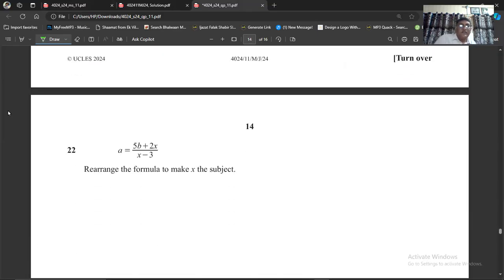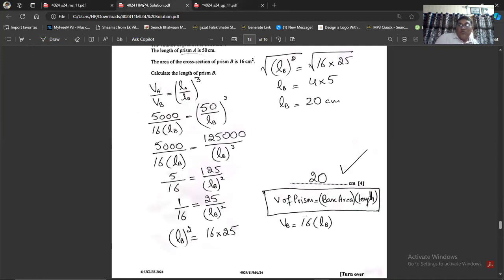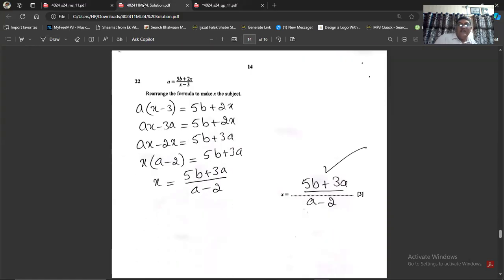Then we have question number 22. It says A equals 5B plus 2x, the whole thing divided by x minus 3. Rearrange the formula to make x the subject. It's a 3 marks question. The x is present in 2 places here. So let's see how we do it.